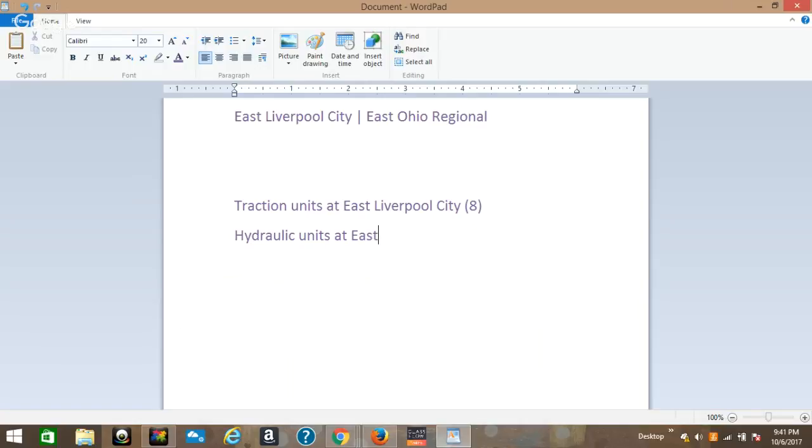Hydraulic units at East Liverpool City: one. All right. Modernized units at East Liverpool City: three. No, I'm not worried about that right now. Okay. And had traction units.